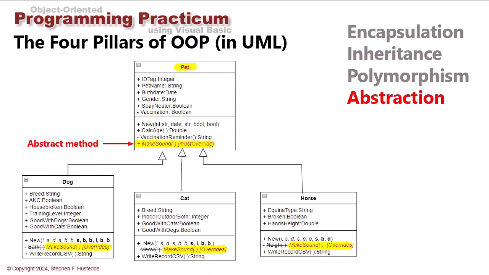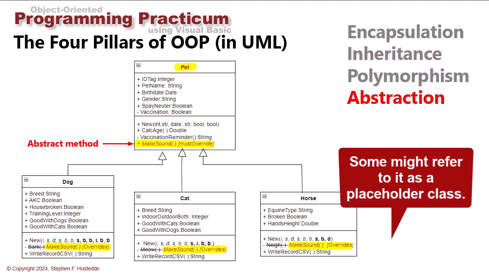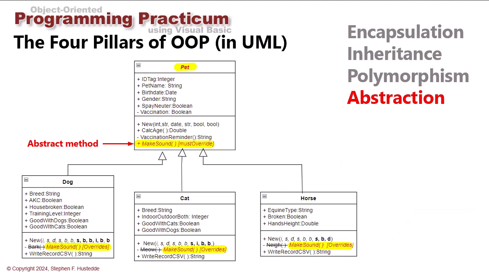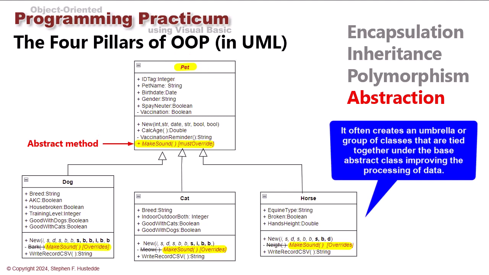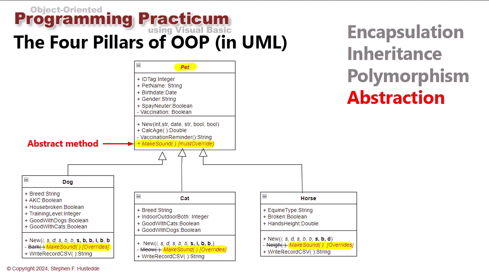An abstract class is one that can't be instantiated because it contains an abstract method or several abstract methods. In the UML diagram, an abstract class's name is in italics. An abstract class creates a base that must be inherited by a subclass. So here I'm going to take pet and I'm going to add a method of make sound. And I'm going to specify that that method has to be inherited or overridden in the subclasses.